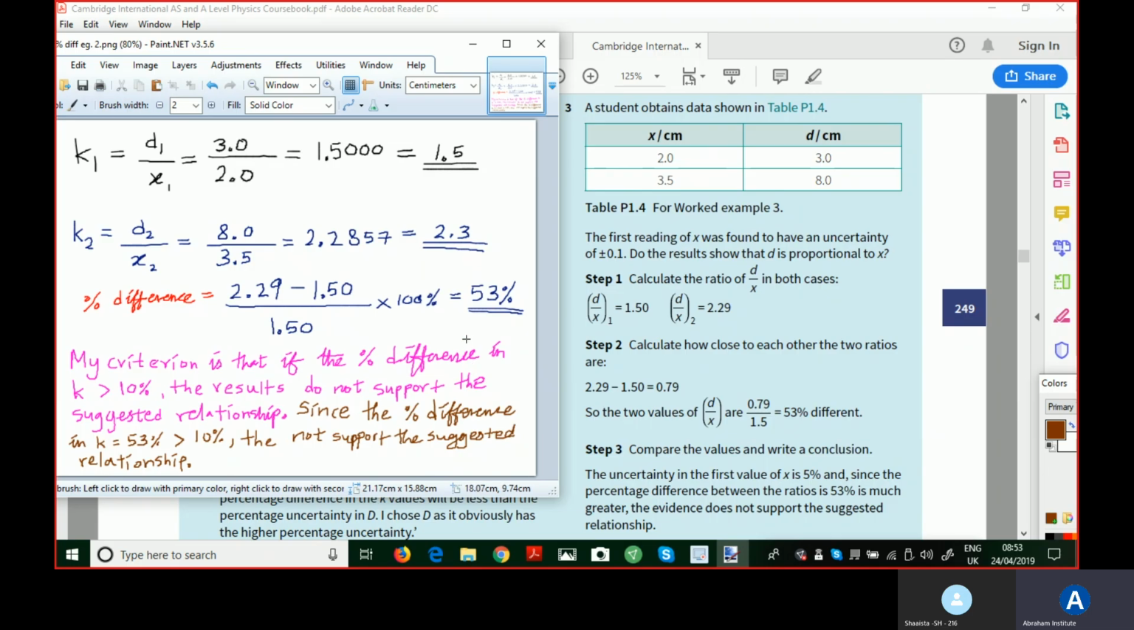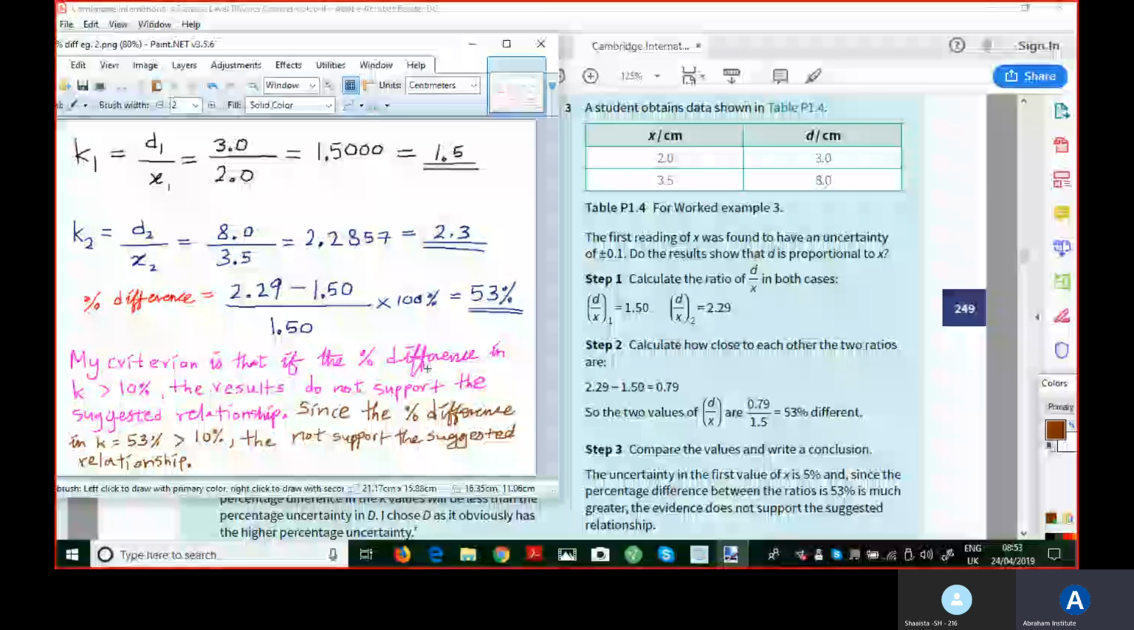If the percentage difference in K is less than 10%, then you have to compare with the largest percentage uncertainty. If the percentage difference in K values is less than the largest percentage uncertainty, then the results support the suggested relationship. But if the percentage difference was greater than the largest percentage uncertainty, then the results do not support the suggested relationship. Now that is another question. We can do some more questions, then we can compare it if it is less than 10%.